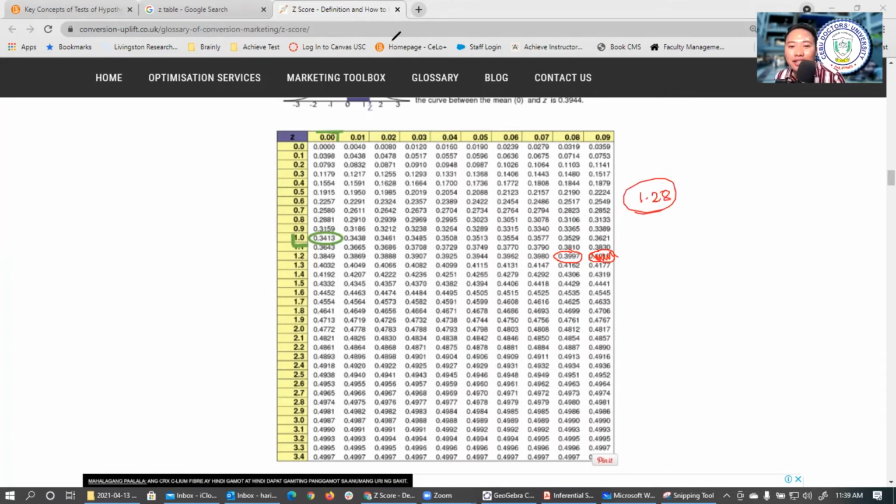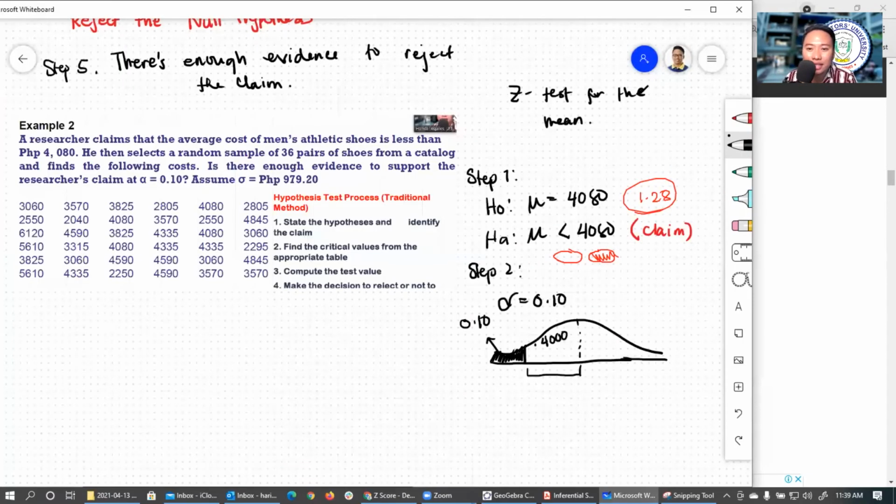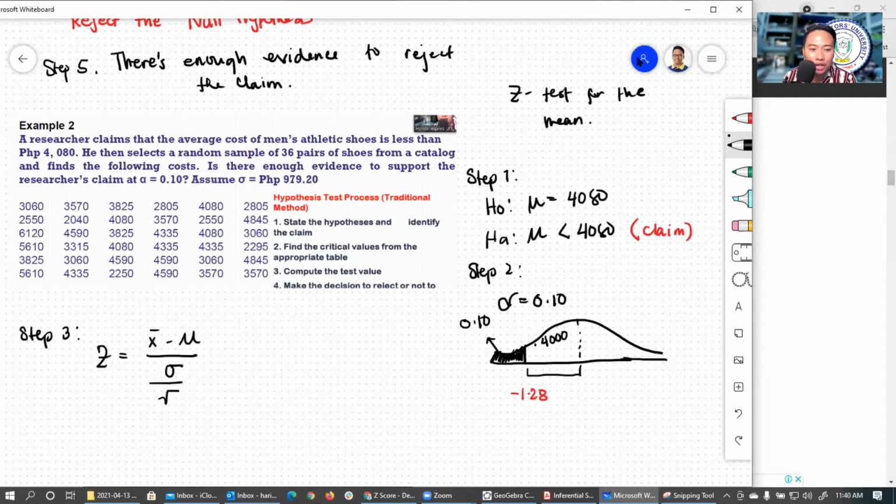Very good. Good job. Going back to the table, I'm just going to clear the drawing. So the critical value is negative 1.28. Don't forget the sign, since it's on the left, it's negative 1.28. Next, step 3. Compute the test value. So z equals the sample mean minus the population mean over the standard deviation over the square root of n.